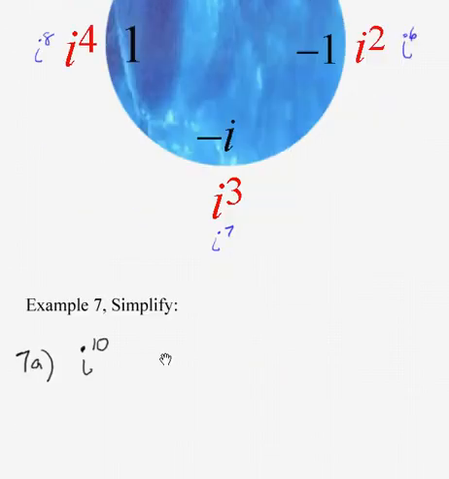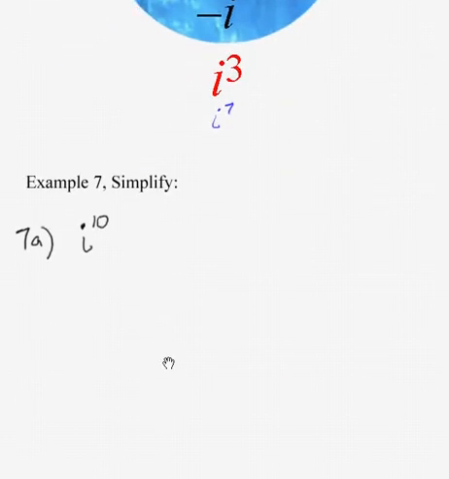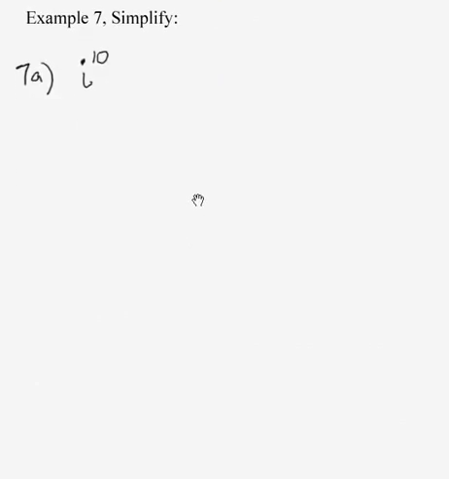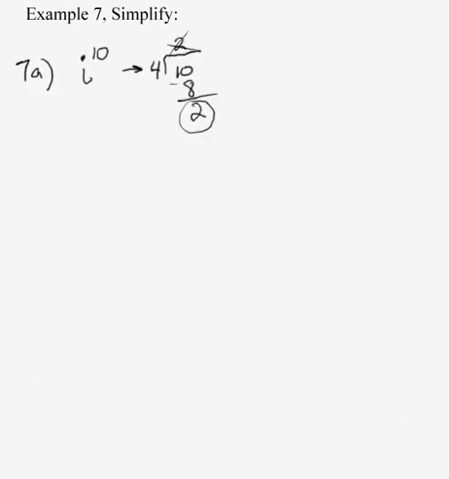So let's simplify i to the 10th. And rather than going round and round the merry-go-round, we know that there are only 4 particular choices. So what I suggest we do is take the exponent 10 divided by 4, throw away the quotient 2, and keep our eye on the remainder 2. And that says that i to the 10th is equivalent to i squared. And remember that i squared is the same as -1. So i to the 10th is the same as -1.